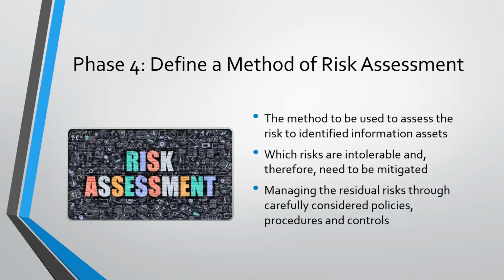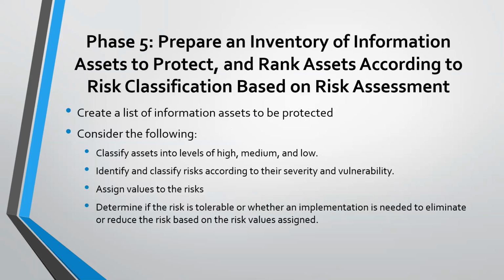There are lots of things you can use for this. Now for phase 5, prepare an inventory of information assets to protect and rank assets according to risk classification based on risk assessment. The company needs to create a list of information assets to be protected. The risk associated with assets, along with the owner, location, criticality, and replacement value of assets should be identified.